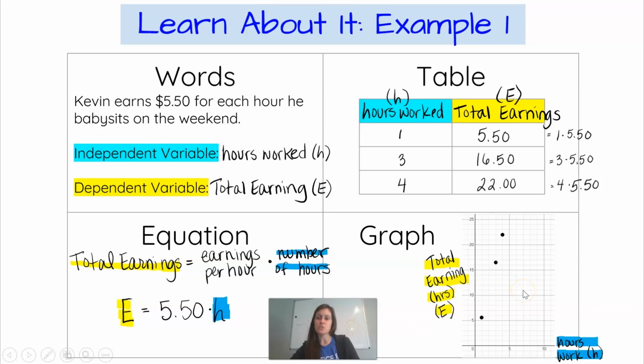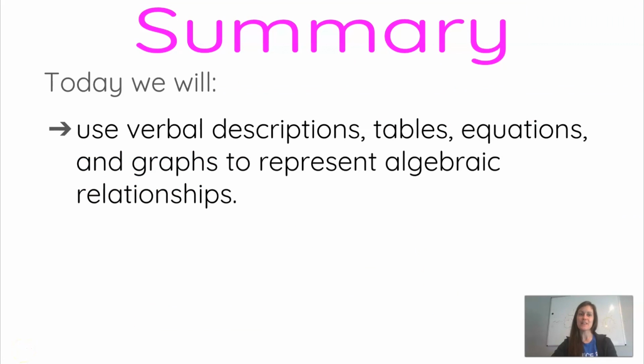The last thing I'll do, because it's a possibility for me to work partial hours, is connect all of my points with a line to show all of the relationships between the number of hours worked and total earnings. Now I have a completed multiple representation chart showing a word problem with words, a table, an equation, and a graph. Today in our lesson, we used verbal descriptions, tables, equations, and graphs to represent algebraic relationships.